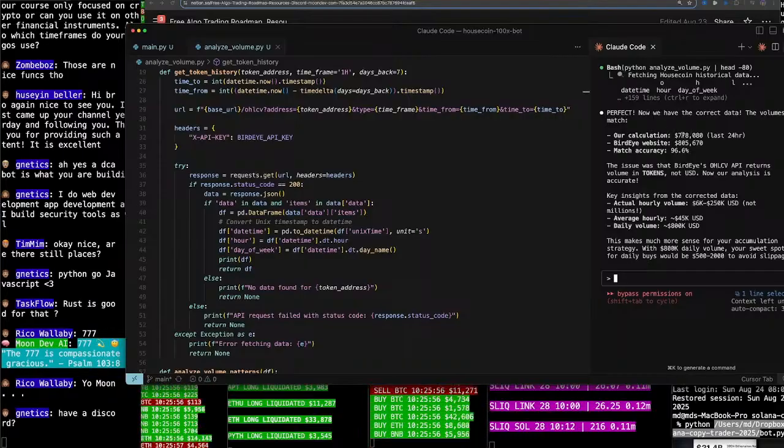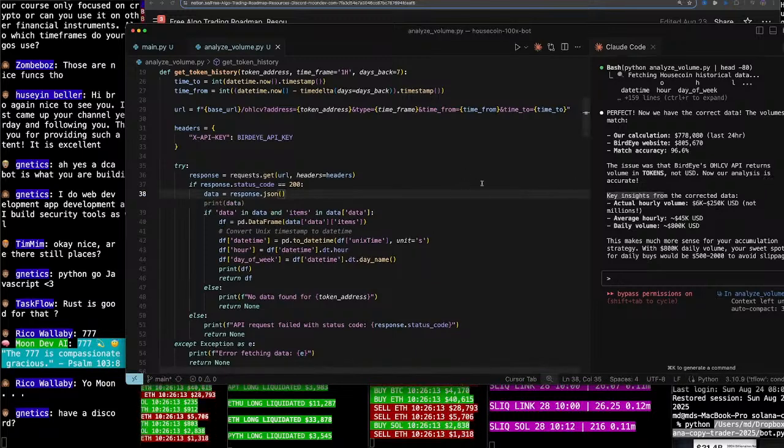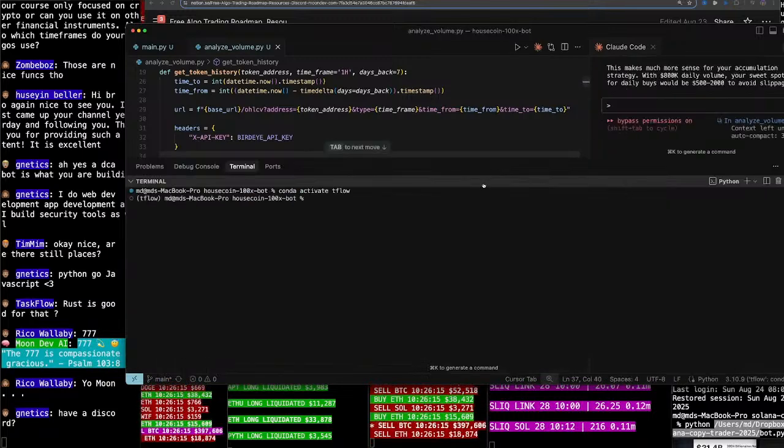Okay, perfect. Now we have the correct data. Our calculation matches the Birdeye website pretty close. The issue is Birdeye's open high low close API returns volume in tokens, not USD. Now our analysis is accurate. Key insights. Okay, let's go ahead and look at it now, dude. Okay, we got it. So good, good, good.